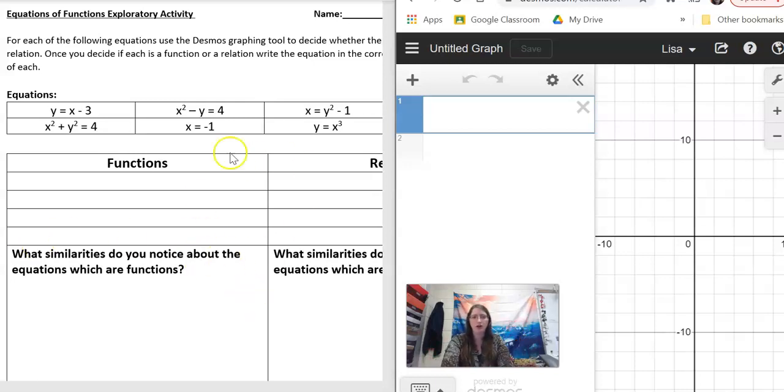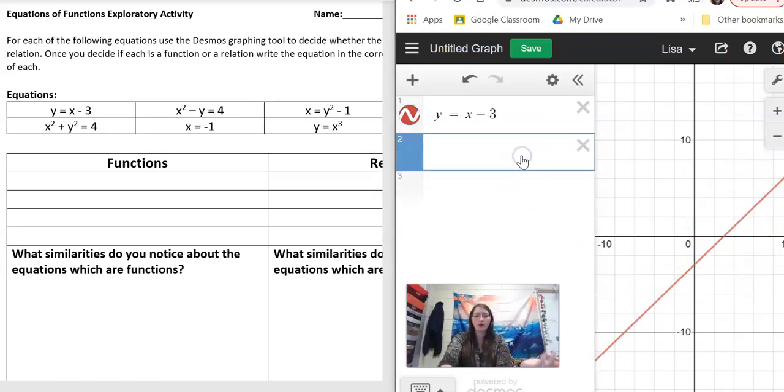So you're going to look at your activity sheet. You each have your own, so you can type on it. That is your paper, just like you would have your notes paper in class, okay? So you're going to take the first equation here, go to the Desmos calculator, which is linked on your Google Classroom, and type in the equation. My first equation is y equals x minus 3, and I get this graph right here. Now I have to decide if this graph is a function or not.